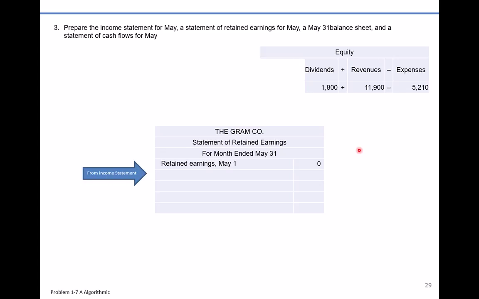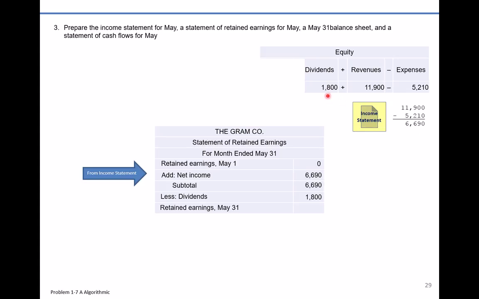We move next from the income statement, the total net income, that was from the previous slide. So we add net income. That was the $11,900 in revenues minus the $5,210 in expenses. Remember, net income was $6,690. And that gives us a subtotal on our statement of retained earnings of $6,690. We next subtract out dividends. We had dividends of $1,800. So once we subtract out dividends out of $6,690, that leaves us ending retained earnings. So $6,690 minus $1,800 equals ending retained earnings of $4,890.